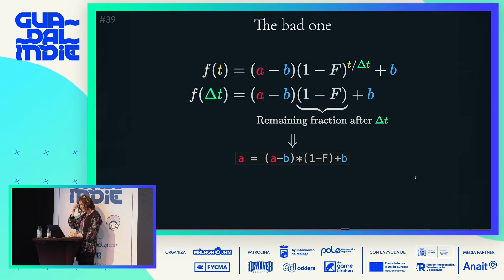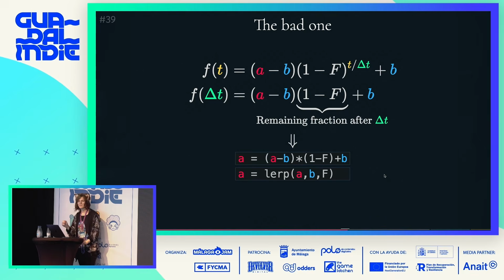And so we can just take that and directly translate that into code. So then we get a minus b times 1 minus f plus b, which just so happens to be exactly equal to lerp from a to b with factor f. And it's not a coincidence, because that's where we started, and then we worked our way here, and now we've just gone backwards again.